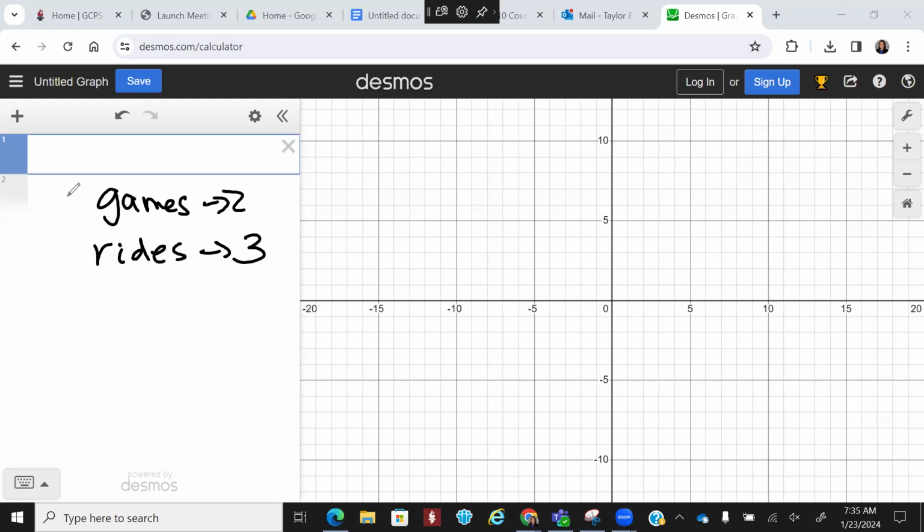Okay, so games are going to be x, rides are going to be y. Because those are the two things that we're talking about, right? So how much are games? Games are 2x. How much are rides? 3y. And how much money do we have in total? 12. Can we spend more than or less than $12? Less than. But we can spend up to $12.